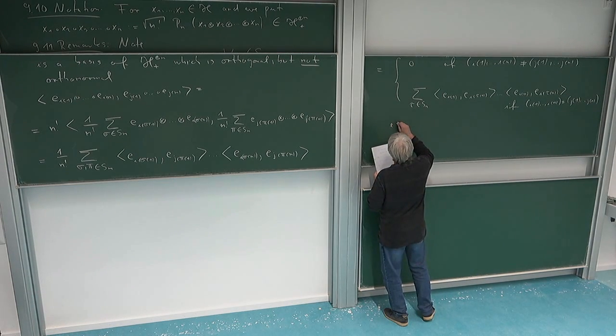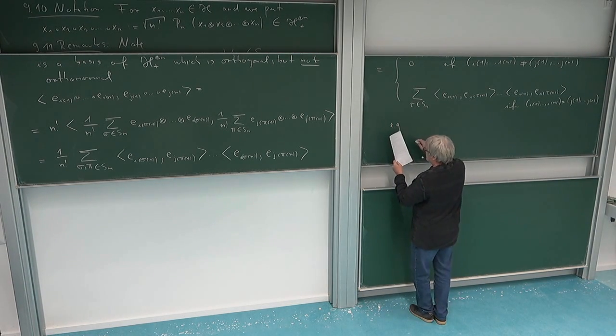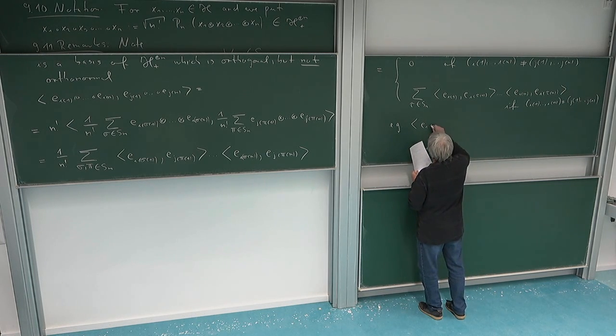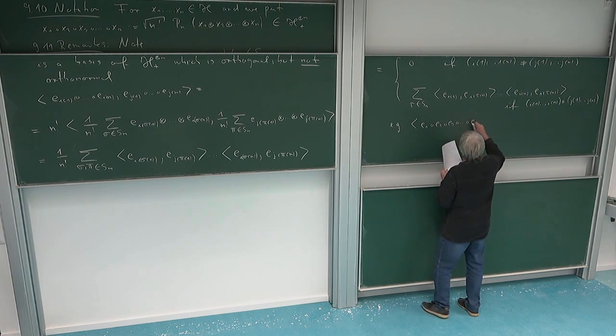So for example, let me look at the inner product where they are all different. Then I would have e_1, e_2, e_3, and so on, let's say up to e_n.